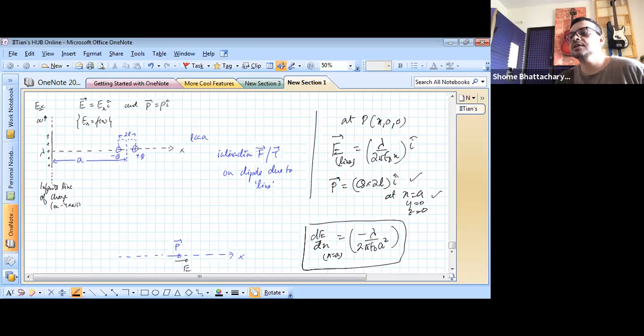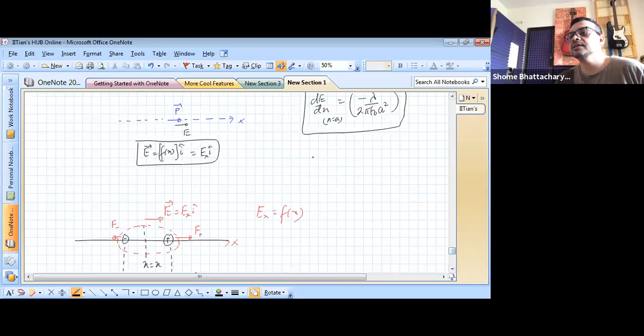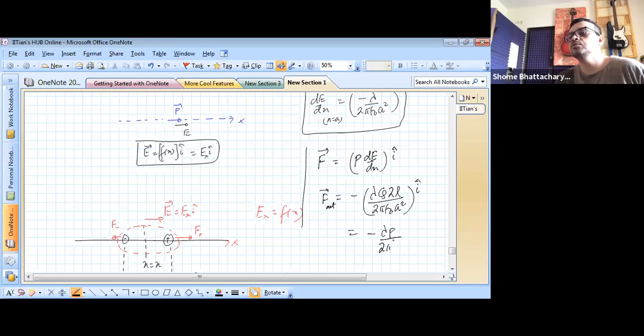So the force acting on the dipole will be along the negative x-axis because your dE by dx is coming out to be a negative quantity. So it will become minus of lambda into q into 2l upon 2 pi epsilon naught a square. This will be the net force acting on the dipole. Or you can write it as minus lambda p upon 2 pi epsilon naught a square.